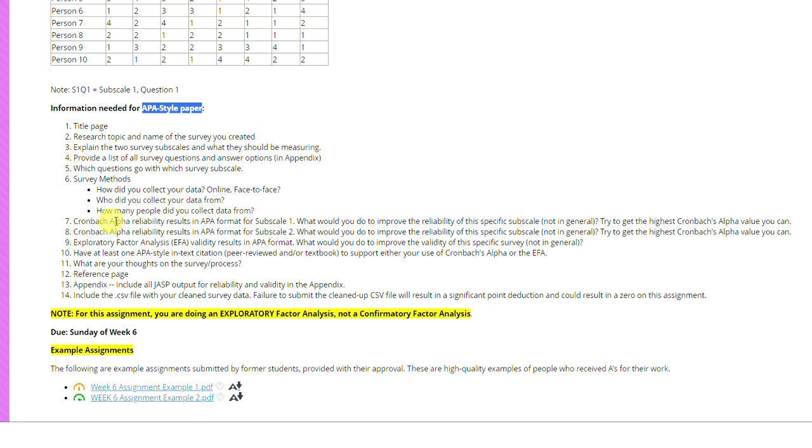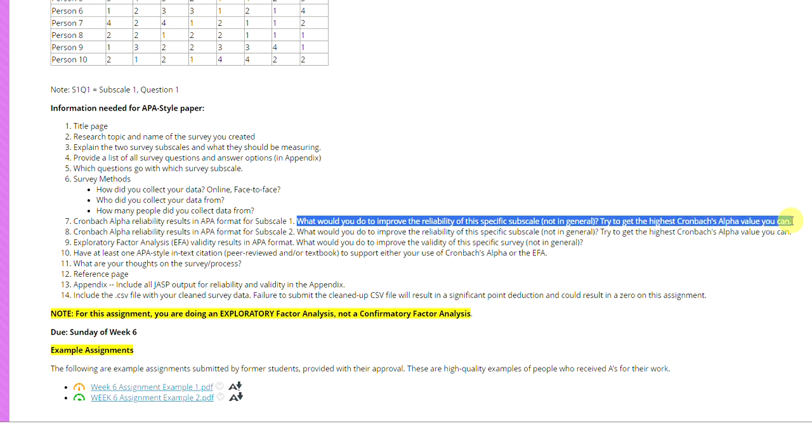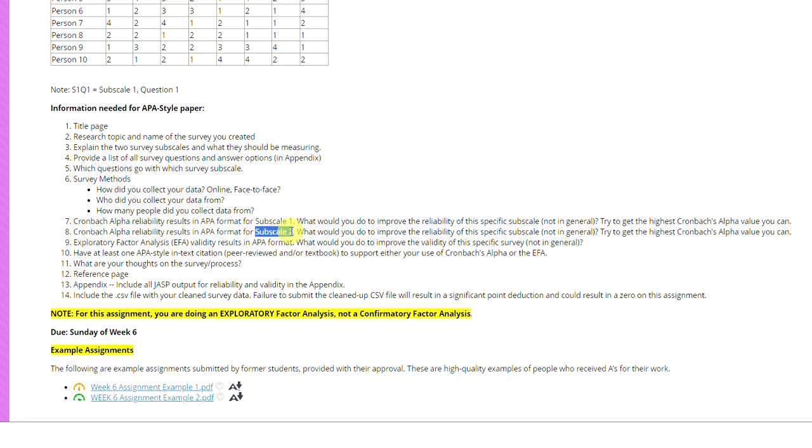You then need the Cronbach's alpha reliability results in APA format for subscale 1. So you will have just the subscale 1 Cronbach's alpha results. What would you do to improve the reliability of this specific subscale, not in general? And make sure to try to get the highest Cronbach's alpha value you can. Then do the same thing for subscale 2. So do that Cronbach's alpha for subscale 2. Remember, you need to make sure you include how to improve the reliability of this specific subscale. So do not give me general results. I want specifics for this subscale. Try to get the highest Cronbach's alpha value you can.